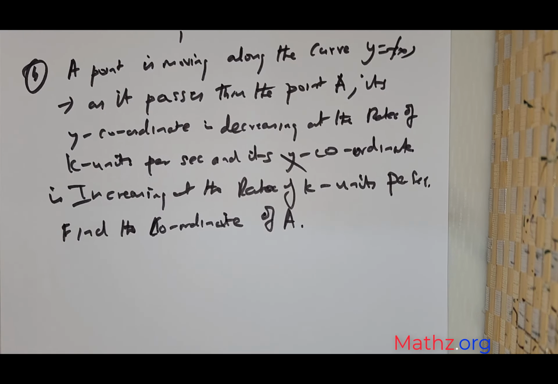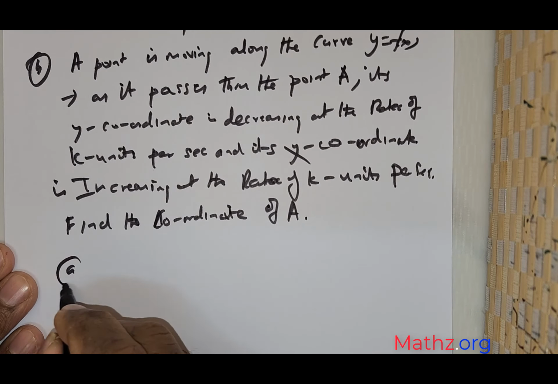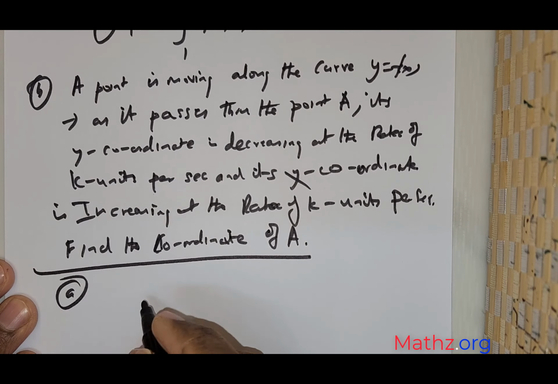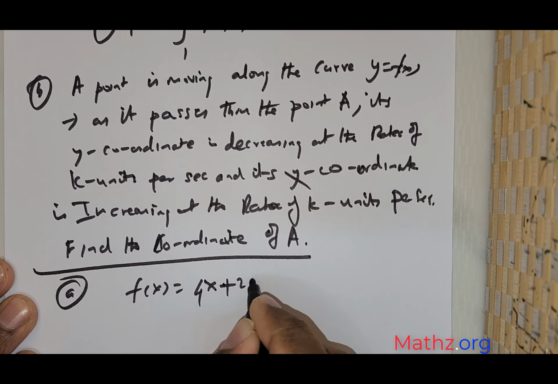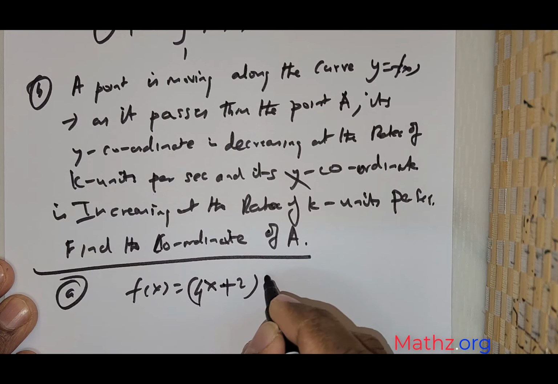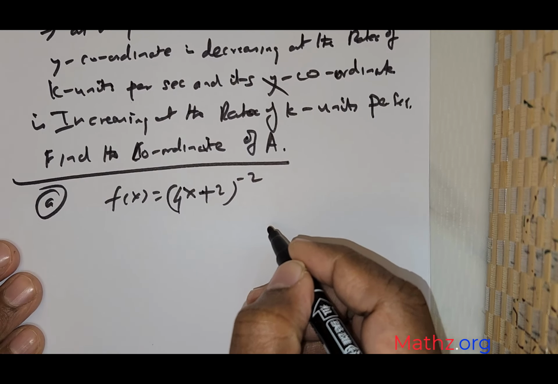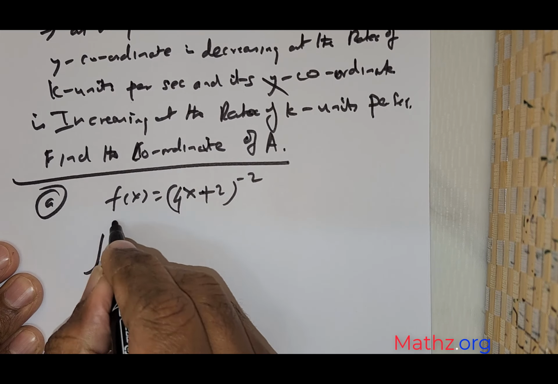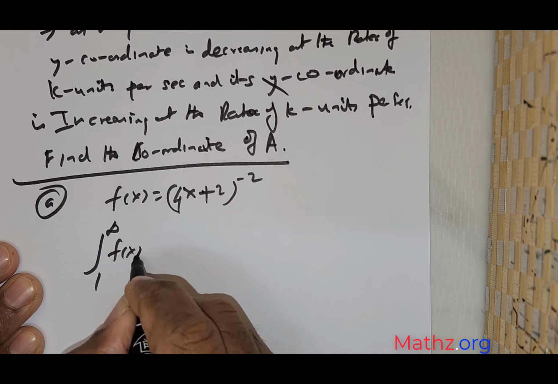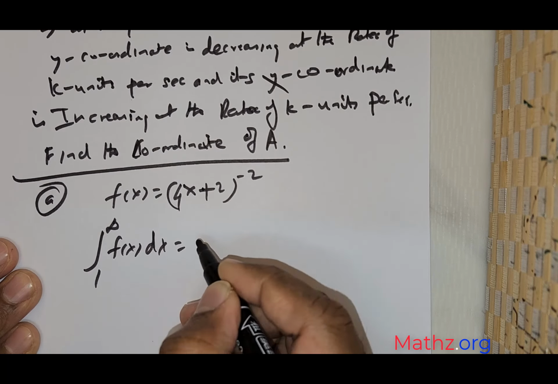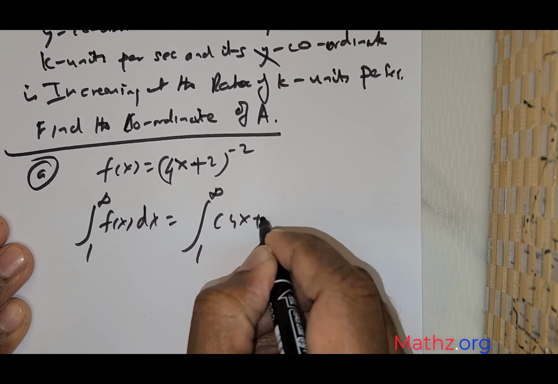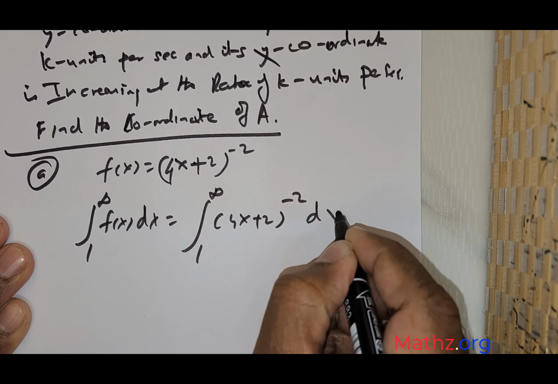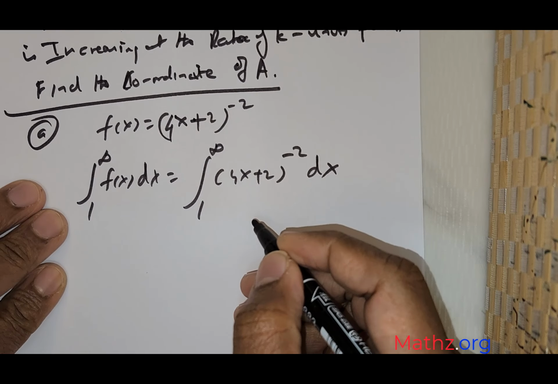Now, to handle the first part is easy. I'm going to give the solution for the first part. Now f(x) = (4x + 2)^(-2), and we are asked to integrate from 1 to infinity f(x) dx. So that's going to be the integral from 1 to infinity of (4x + 2)^(-2) dx. Now I'm going to use the substitution.